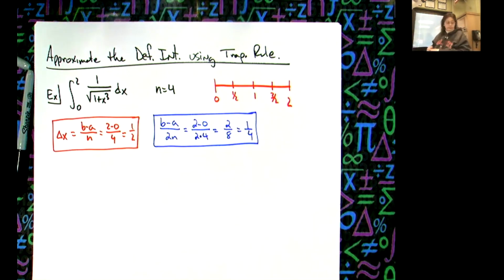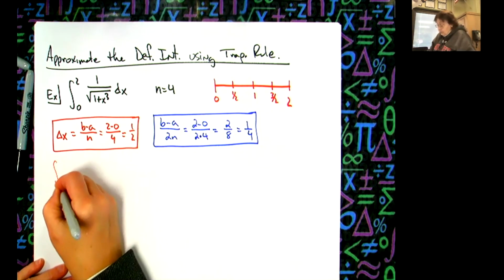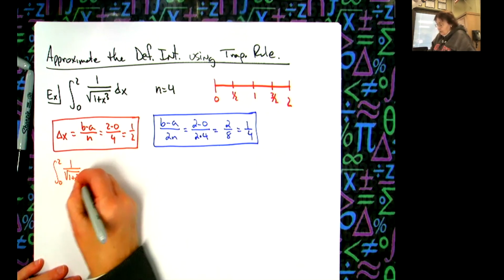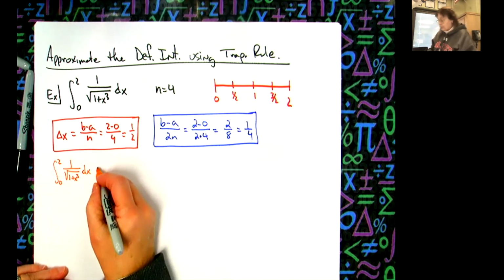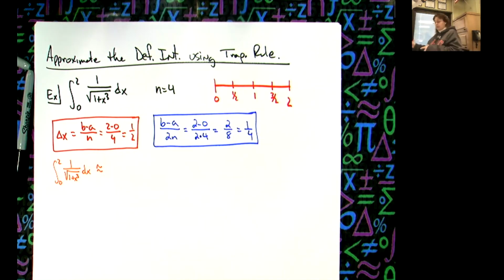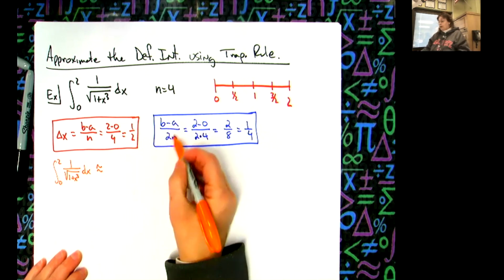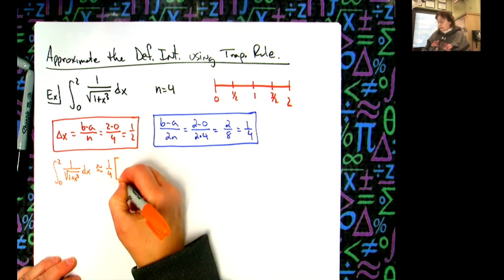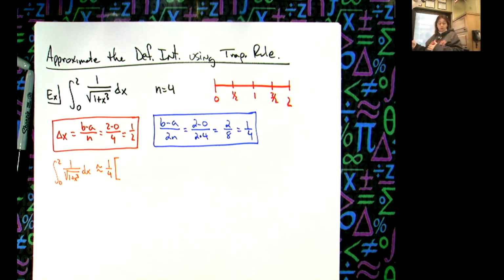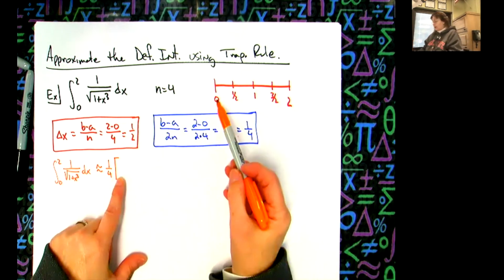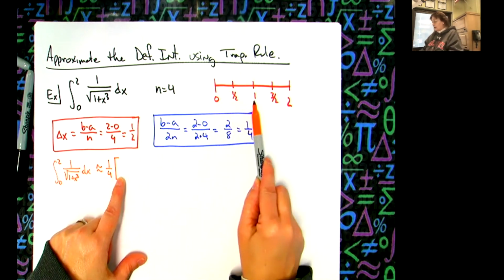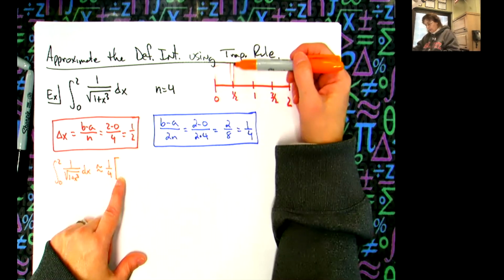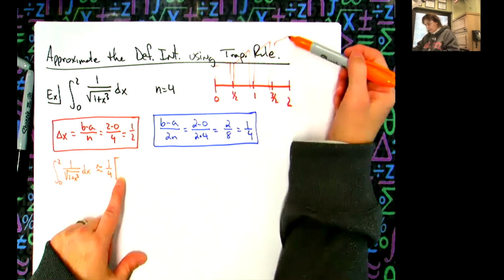Oh, lights are going off again. Okay, so the integral from 0 to 2 of 1 over the square root of 1 plus x to the third dx. I'm approximating. According to that formula for the trapezoidal rule, I have b minus a over 2n, which is 1/4. Then I'm going to use my 1, 2, 2, 2, 1 pattern, and I will put in every point, because I've got a trapezoid going up here, here, here, and here.